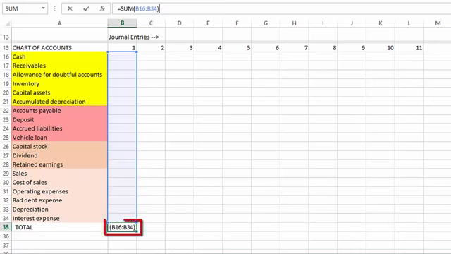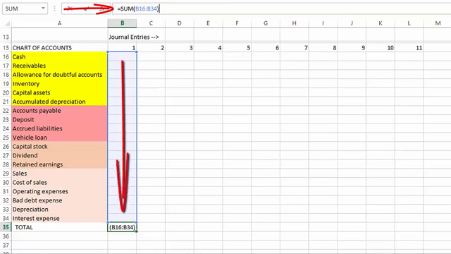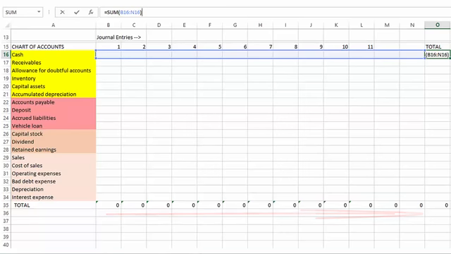Secondly, notice that in row 35, I've inserted a total, which is just a sum of all the cells where we will input our debits and credits. Any idea as to what you would expect in this total cell? Yes, that's right. This total cell should always sum to 0. We'll copy this formula across all the columns.